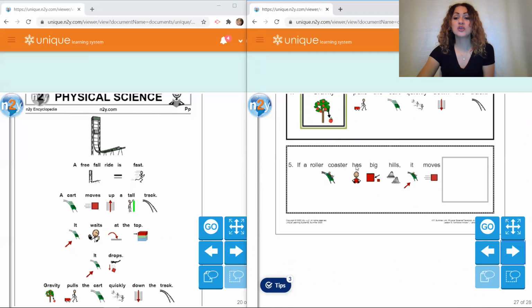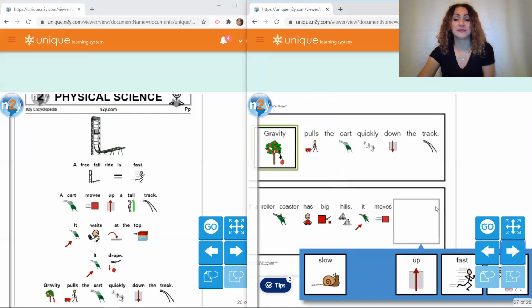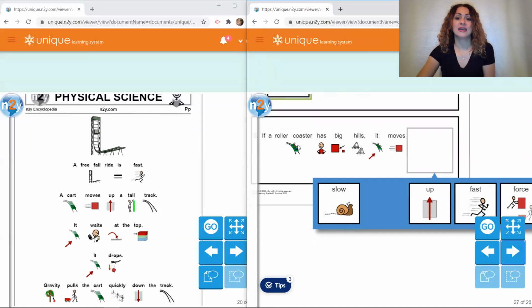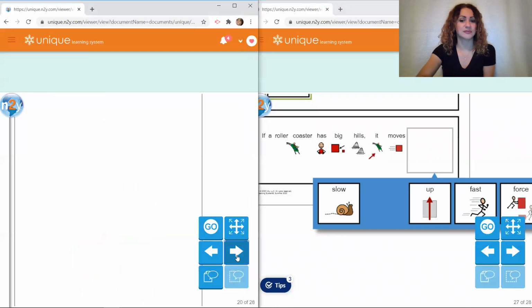If a roller coaster has big hills, it moves. What do you think? If the roller coaster has big hills, it moves slow. If a roller coaster has big hills, it moves up. If a roller coaster has big hills, it moves fast. If a roller coaster has big hills, it moves forwards. Let's go on to the next page and see if we can find our answer.